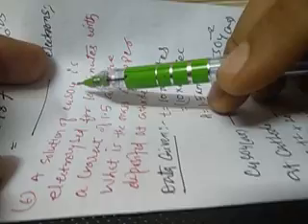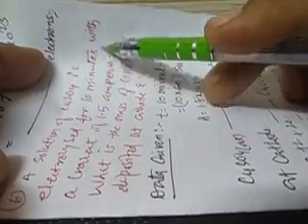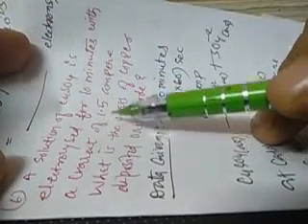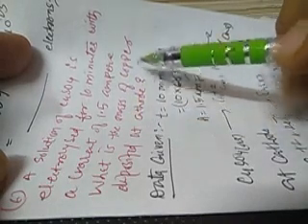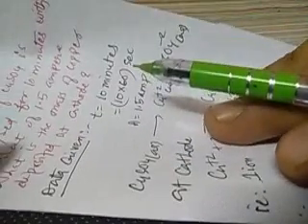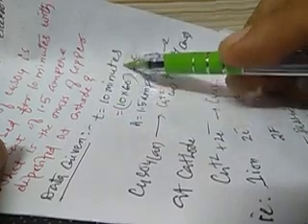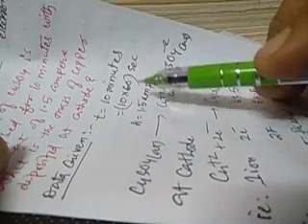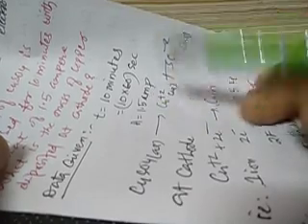Now we look at the next question. A solution of CuSO4 is electrolyzed for 10 minutes with a current of 1.5 ampere. What is the mass of copper deposited at the cathode? Let us solve this problem. First, let us see what data is given. The data given is t is equal to 10 minutes, that is 10 into 60 seconds. Your current I is given as 1.5 ampere.